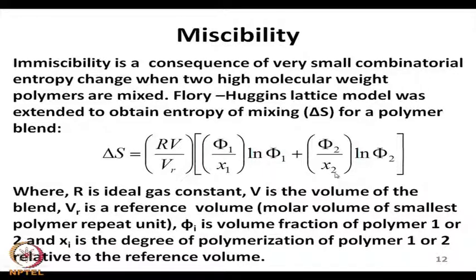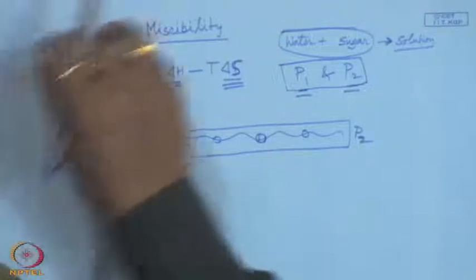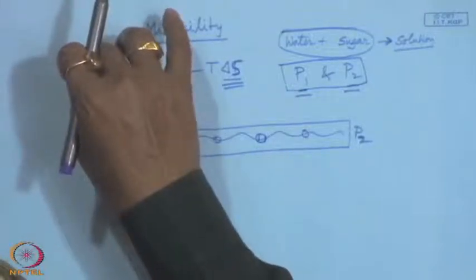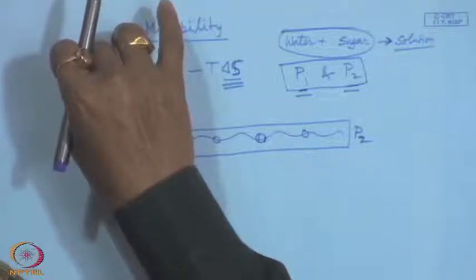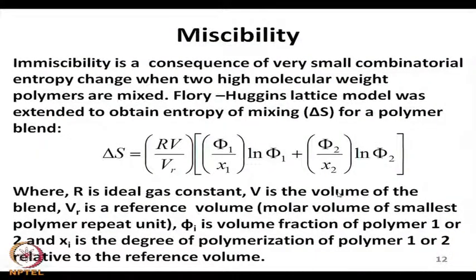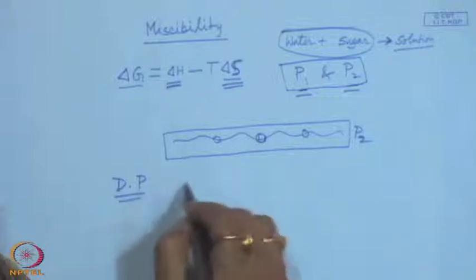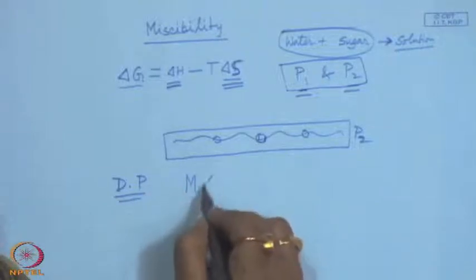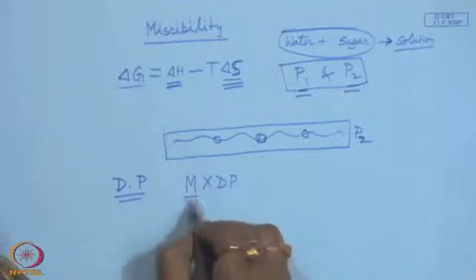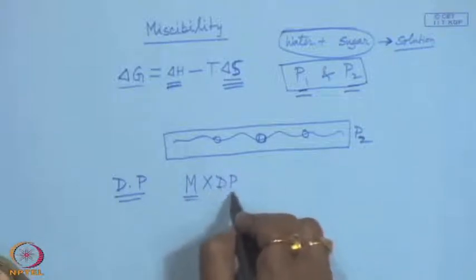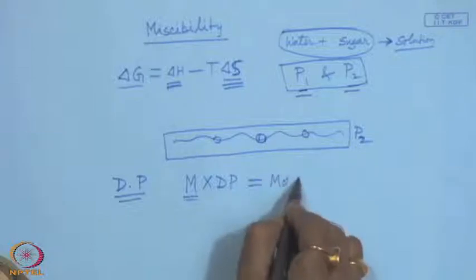and x 1 and x 2 are the degrees of polymerization, DP, which is related to the molecular weight. DP is related to the molecular weight of the polymer. If the degree of polymerization is multiplied by the molecular weight of one monomer unit, that is, the weight of the monomer unit into DP, we get the molecular weight of the polymer.